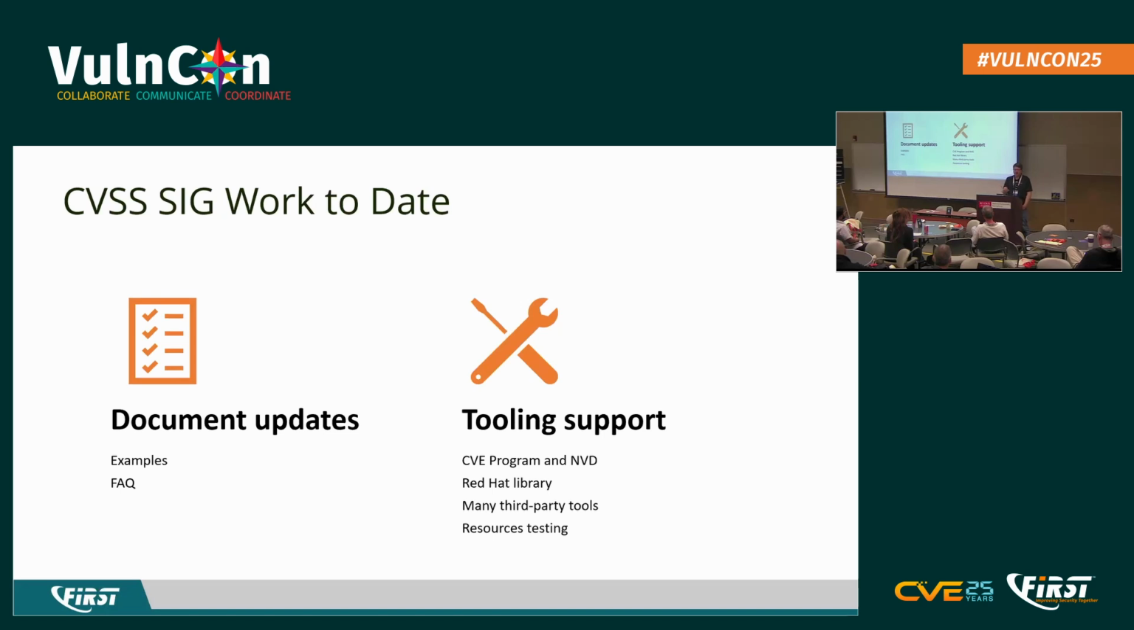Lots of tooling support has come out in the last year. Again, the CVE program and NVD have added support for that. The Red Hat library that underlies the calculator on the CVSS site at first.org has been updated and improved. If you are interested in incorporating CVSS version 4 functionality in your own software, it's free to use, go grab it. There are many more third-party tools to support CVSS version 4. Stephen Schaefer talked about his CVSS BT. He added support for version 4. We linked that on our resources guide.